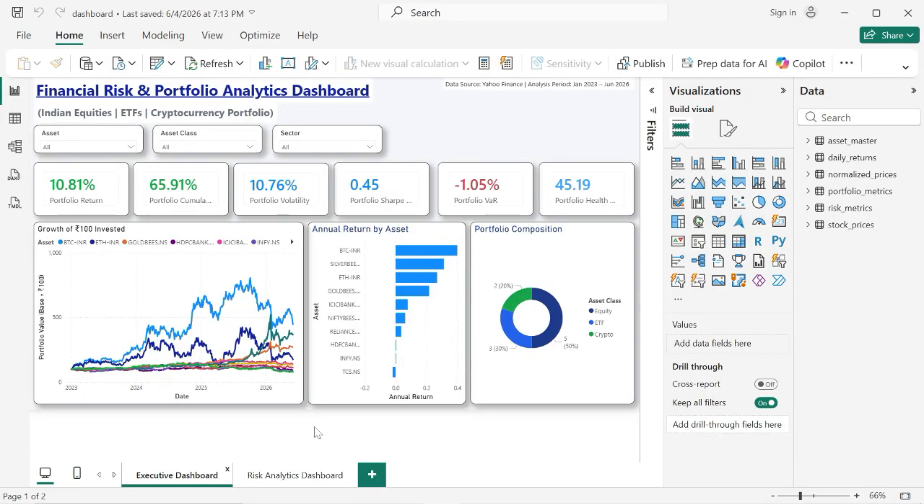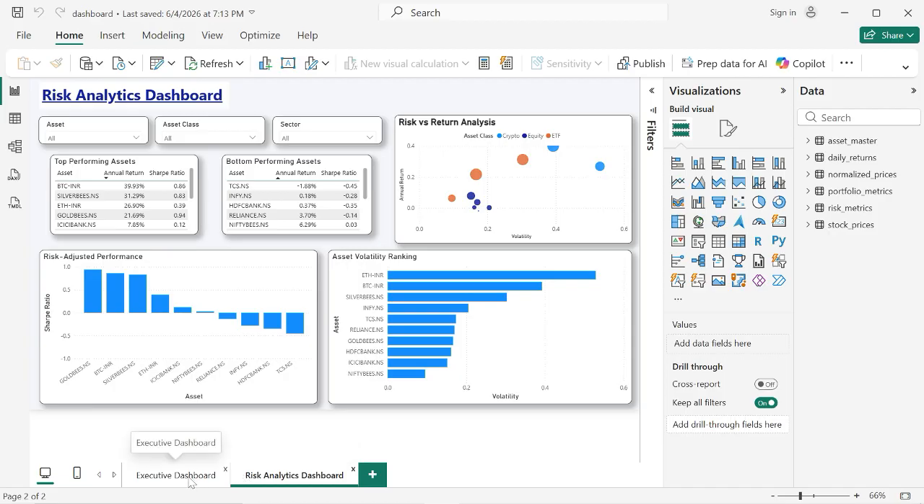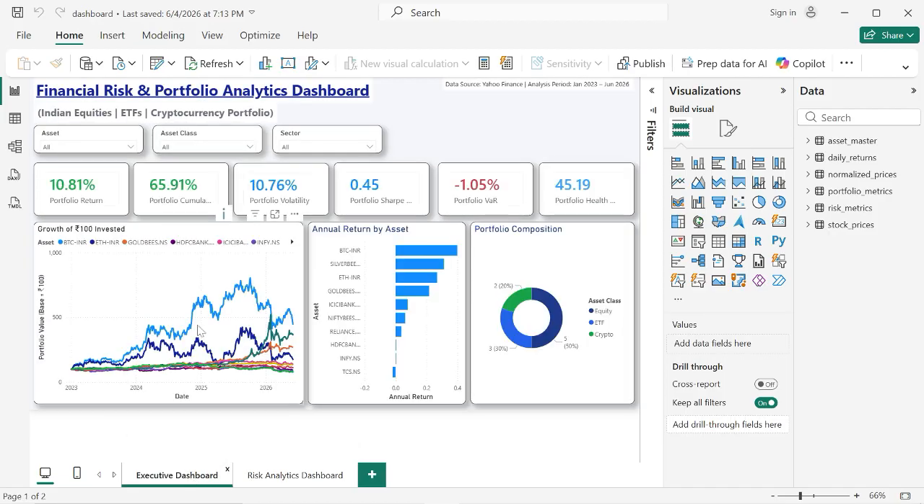The dashboard is finally loaded, and there are two pages in this dashboard. The first one is the executive dashboard, and the second page is the risk analytics dashboard. So I will explain the first dashboard. As you can see on the top, I have mentioned Financial Risk and Portfolio Analytics Dashboard, which is nothing but the name of the project.